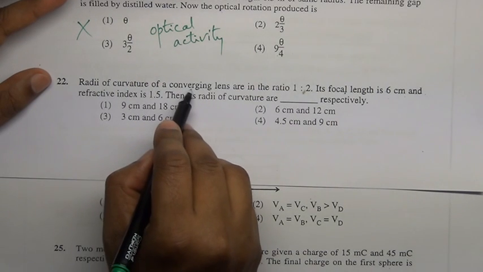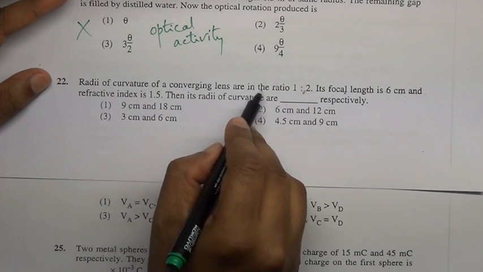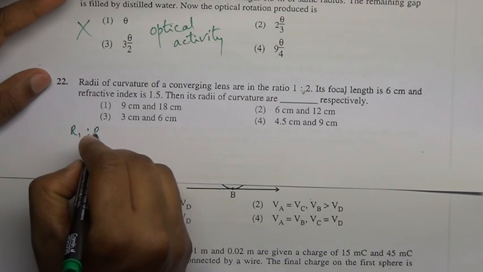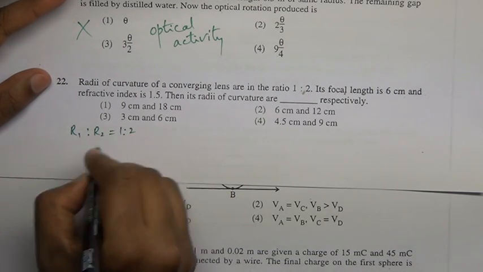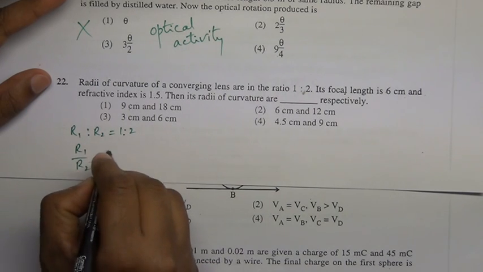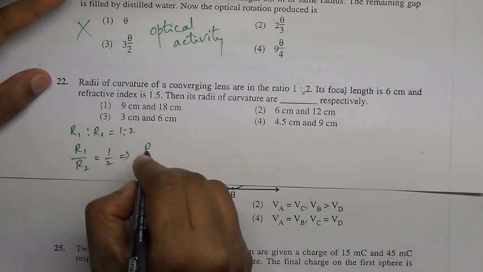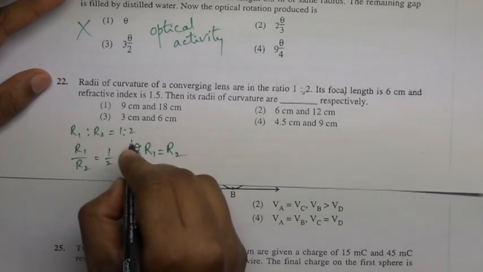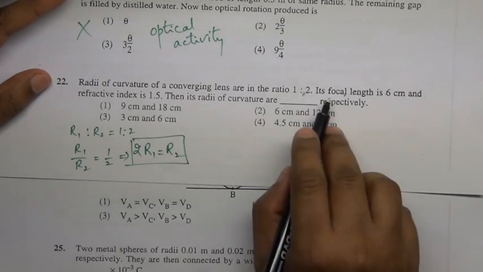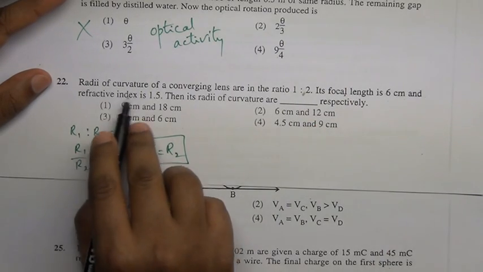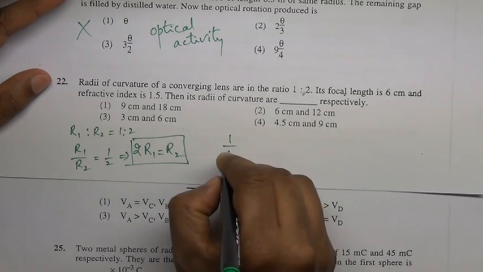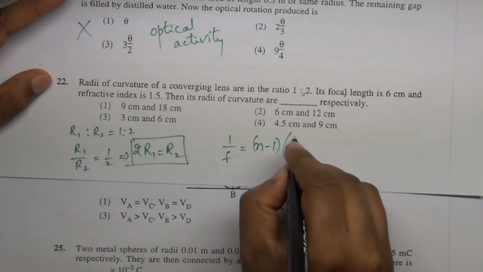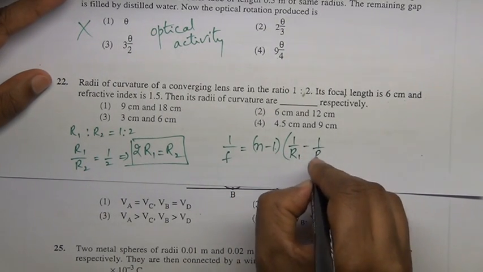Radii of curvature of a converging lens are in the ratio 1:2. Therefore R1 is to R2 equal to 1:2. So R1 by R2 equal to 1 by 2 implies R2 equal to 2R1. Okay, so we have a relation. Focal length is given, refractive index is also given. 1 by focal length equal to n minus 1, refractive index minus 1, into 1 by R1 minus 1 by R2.